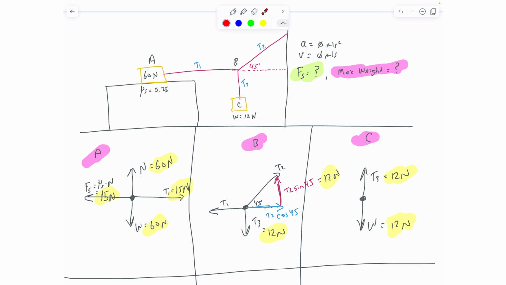Now you would have T2, okay, which is fine. But what actually happens here is that because this is 45 degrees, sine and cosine happen to be the same at 45 degrees, so you could just go ahead and say 12 newtons. So this actually also happens to be 12 newtons because it's at a 45 degree angle. So they're the same. Okay, and so that's basically it.